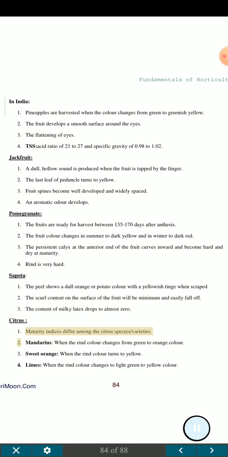Citrus. 1. Maturity indices differ among the citrus species and varieties. 2. Mandarins, when the rind color changes from green to orange. 3. Sweet orange, when the rind color turns yellow. 4. Limes, when the rind color changes from light green to yellow.